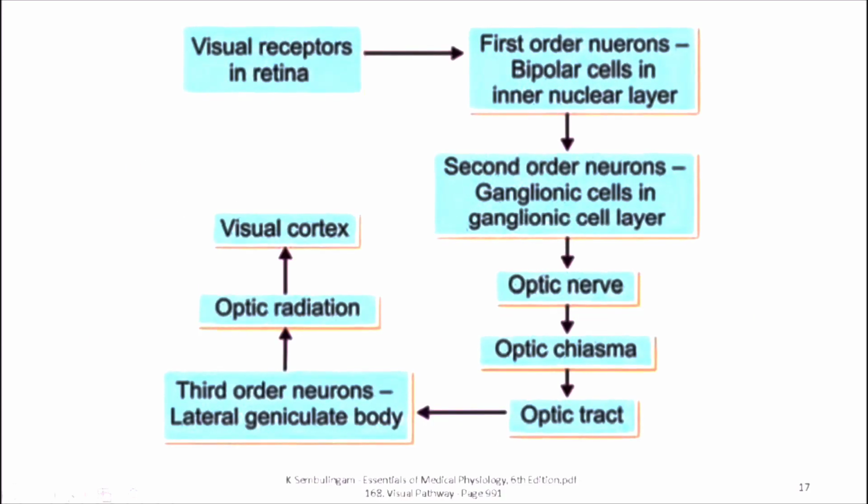So this is the highlight of the visual pathway. What is happening? We have visual receptors in the retina, when you see something in the visual field, the right and left visual fields. The first order neurons are the bipolar cells in the inner nuclear layer. The second order neurons are the ganglionic cells in the ganglionic cell layer. Then it forms the optic nerve. It then goes to the optic chiasma, the optic tract, and the fibers. The majority go to the lateral geniculate body, which is the third order neuron. Then it forms the optic radiation and goes to the visual cortex. So you have to keep this in your mind. This is a summary of the visual pathway.